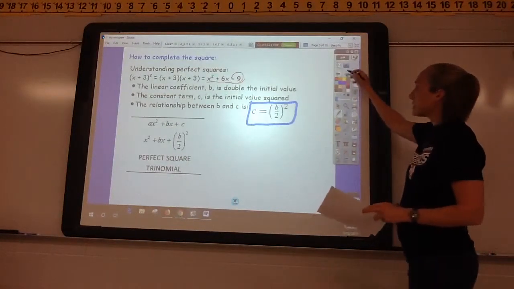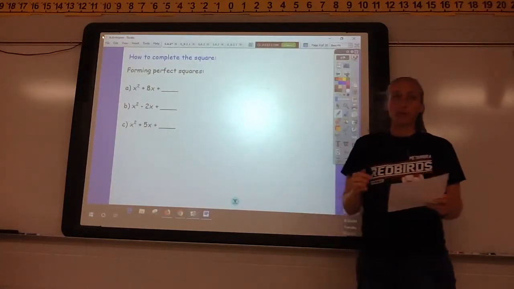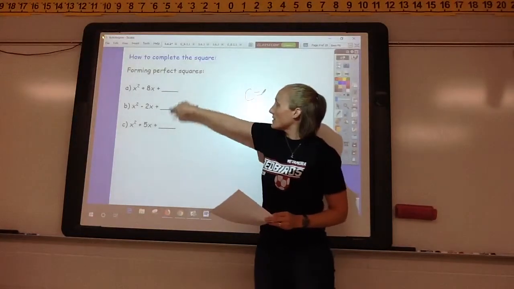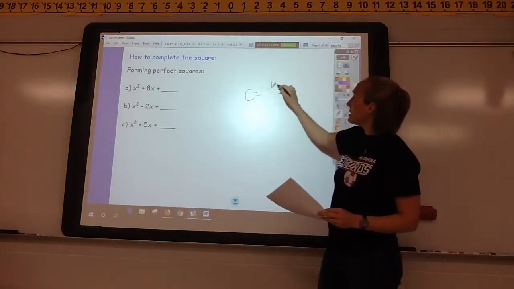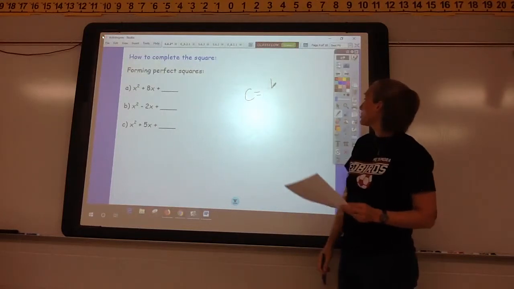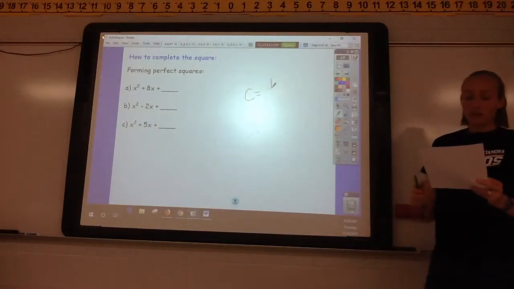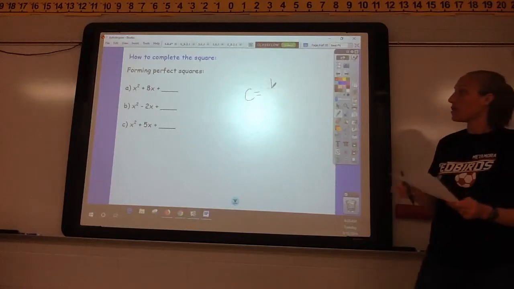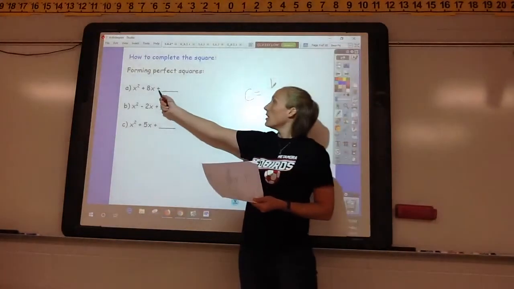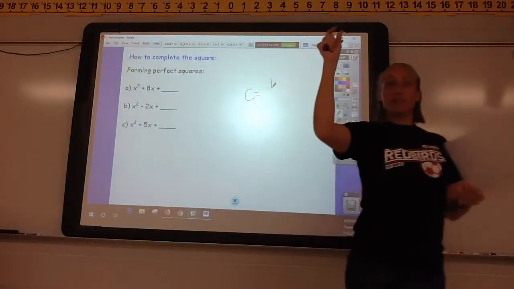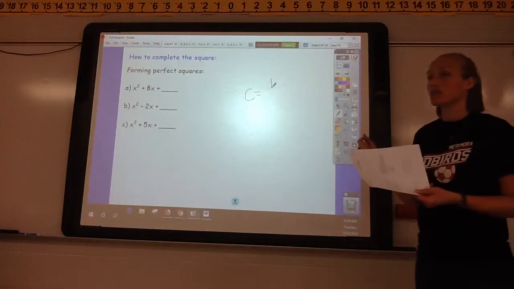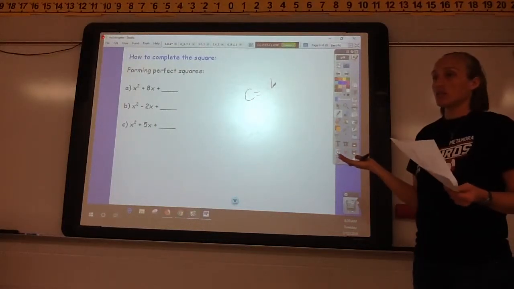So we're going to do some practice with that. So if you look at this, follow that formula. Again, you're using that idea. We're trying to find the c value in these, and we're using the idea that it's b divided by 2 squared. But it's b divided by 2 squared as we go through this. So on that first one, on this one right here, you do 8 divided by 2 is 4, and 4 squared is 16. And that's your answer.